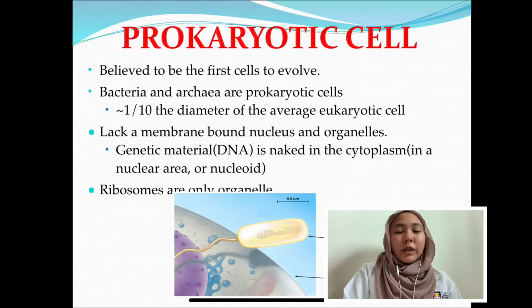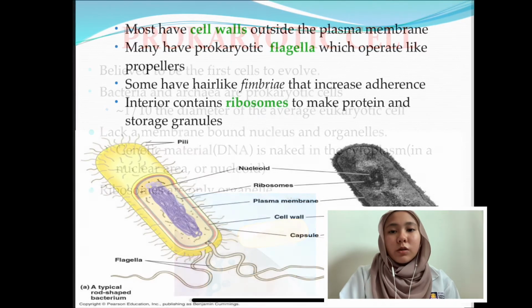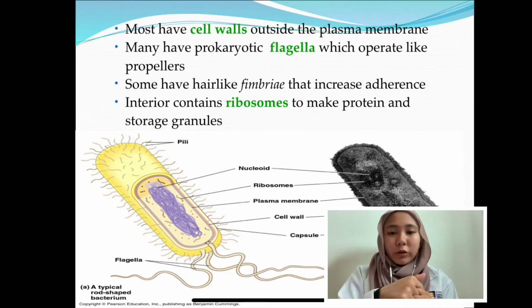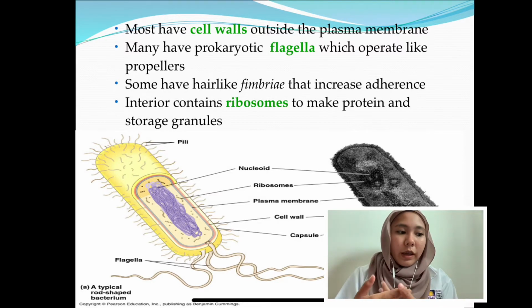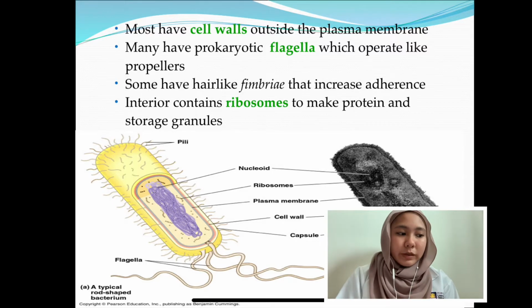Prokaryotic cell is believed to be the first cell to have evolved. They don't have a nucleus and only have a nuclear region. The only organelle that they have is ribosomes, which is used to make proteins, and storage for granules. They have a cell wall outside of the plasma membrane, and they have flagella, which is used for movement, and it operates like a propeller.